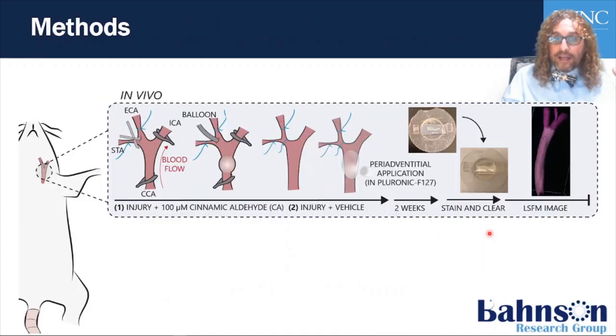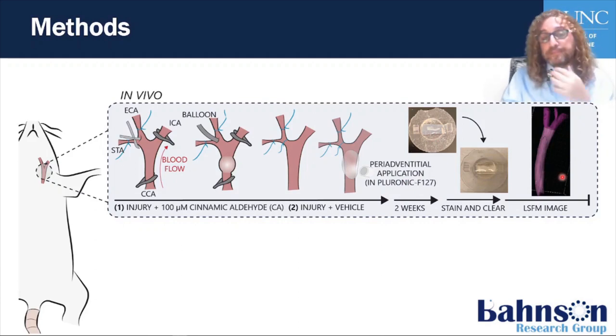So going back then to our question, we went to the in vivo model using the Nrf2 wild type and knockout rat. We performed the balloon injury, and we applied either cinnamic aldehyde dissolved in Pluronic or vehicle alone, and then at 2 weeks we obtained the arteries, cleared them and imaged them by LSFM.